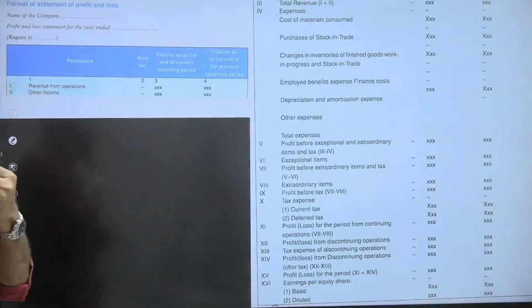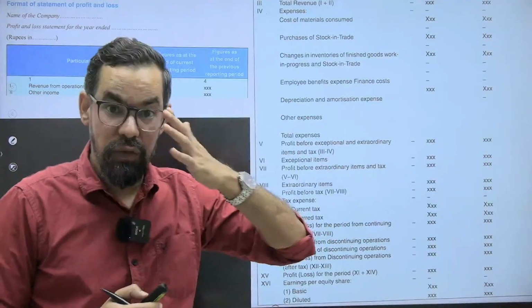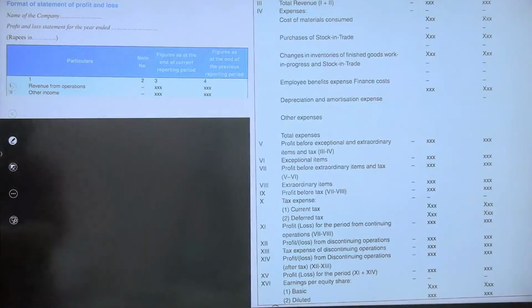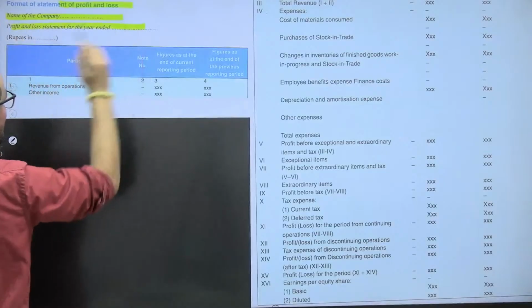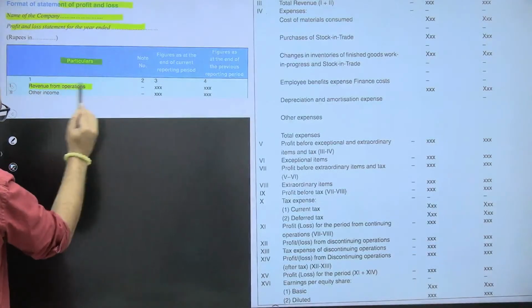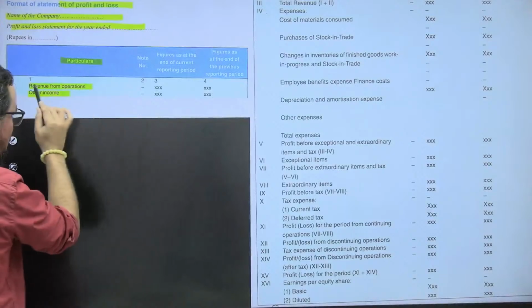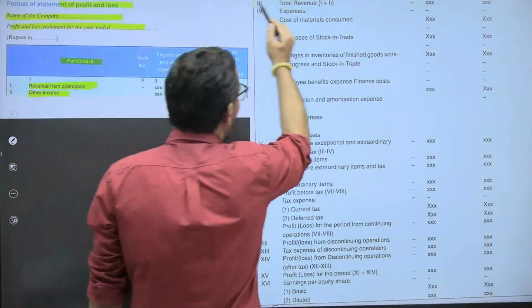Okay. Now the next statement is your profit and loss account statement. Then we'll come to the cash flow statement. So the format of the profit and loss account: name of the company, profit and loss account for the year ended 31st March 2025. It includes particulars, revenue from operations, which is also known as gross profit. Then we have other income. So these are the two credit side items in that. Then total revenue is 1 plus 2.